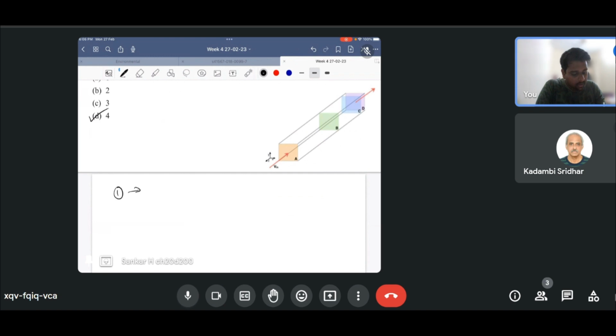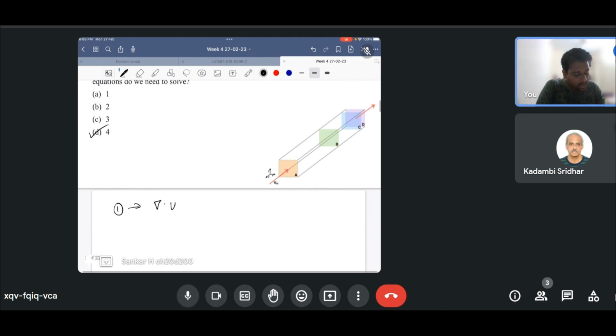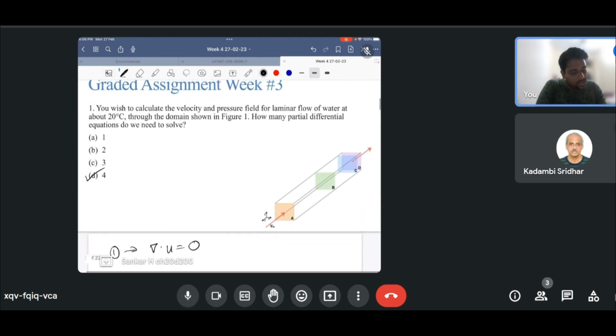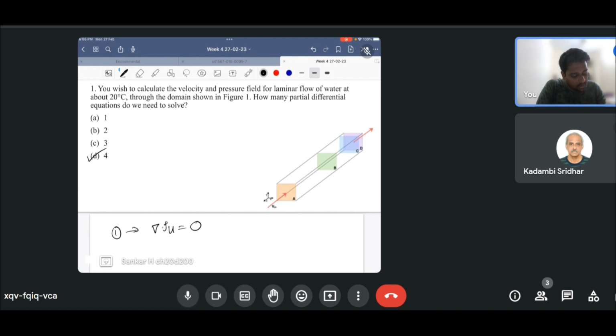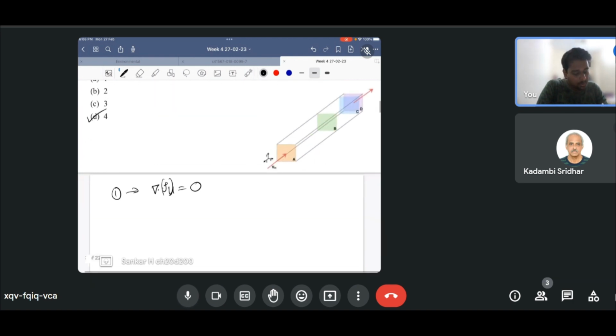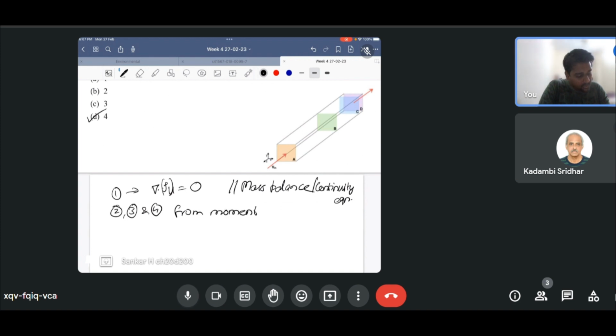The first equation will be the continuity equation. Since this is a steady state problem, we can write it as del dot u is equal to 0, and even if we are solving for an incompressible fluid, we can write del dot rho u equal to 0. Then we'll get 3 equations from the momentum balance. This is regarding the mass balance, or the continuity equation. And we'll get the second, third, and fourth equations from the momentum balance as follows.